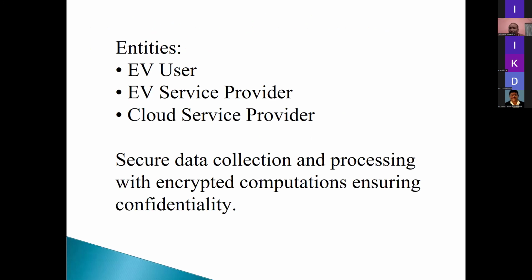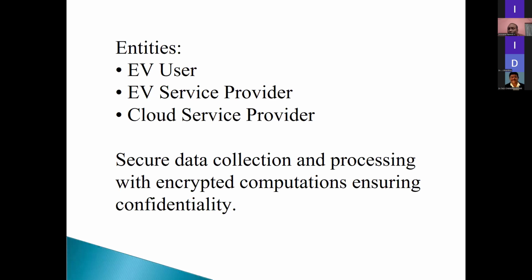Next, there are the entities: one is the EV user, another is the EV service provider, and another is the cloud service provider. Secure data collection and processing with encrypted computations ensure confidentiality. As I already told, first we have to collect the data securely. After that, it has to be given in encrypted form rather than directly to the cloud.